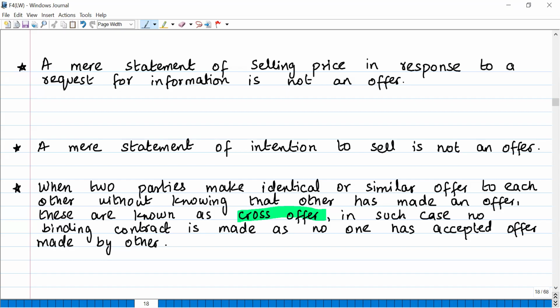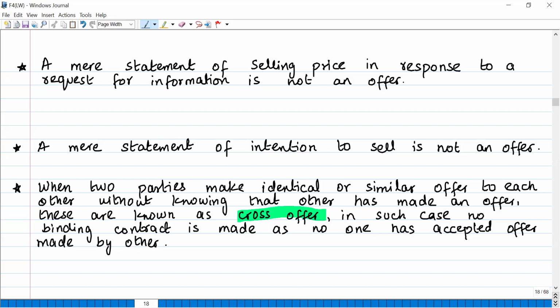So if I'm just giving a statement in response to your request for information, you cannot say that this is an offer and I have accepted that and you are bound to follow the contract. A mere statement of intention to sell is not an offer. Just giving an intention that I may sell something is not an offer.